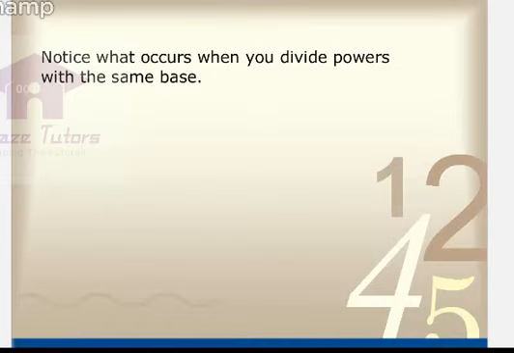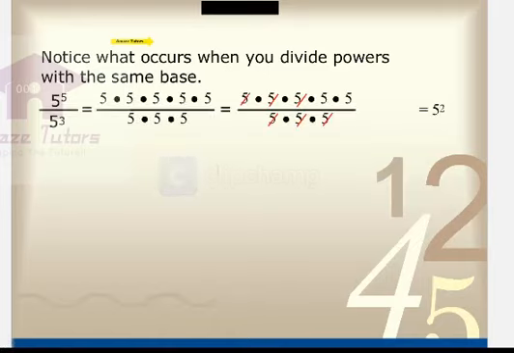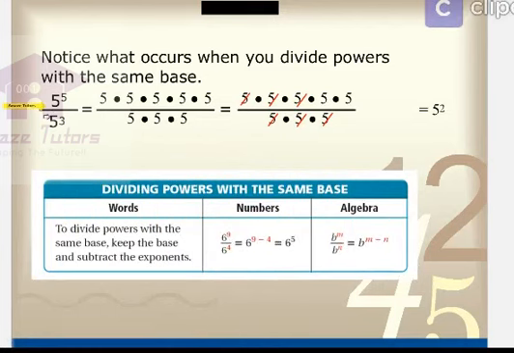Okay, now next property. Notice what occurs when you divide powers with the same base. Quotient. As we have already seen, this is the derivation of the formula property actually. 5 power 5 over 5 power 3. So there are 5 factors and 3 factors. Now cancel out the commons. Only left with 5 times 5, which is 5 squared.